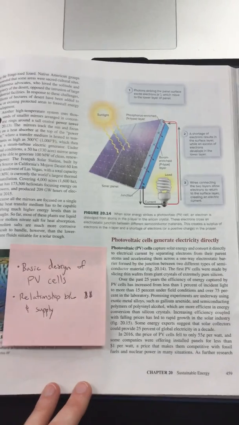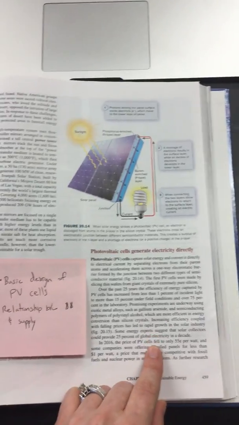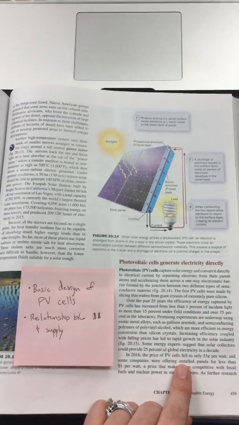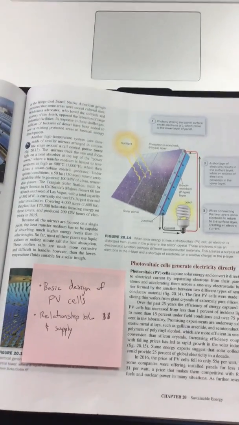That's the basic design of PV cells. Right here, it talks about the relationship between cost and supply. So solar power used to be pretty expensive. As it became more available, it got cheaper.